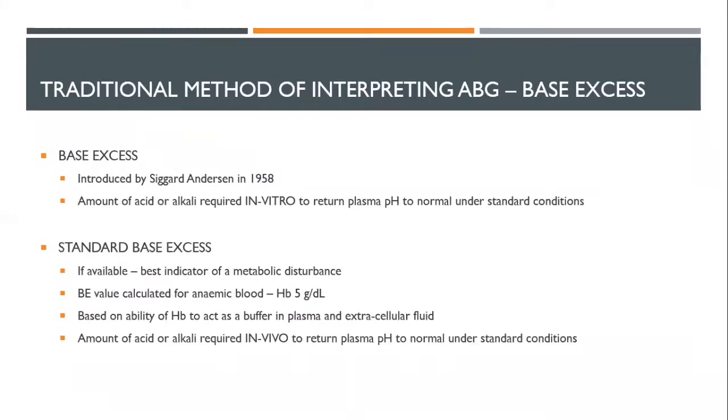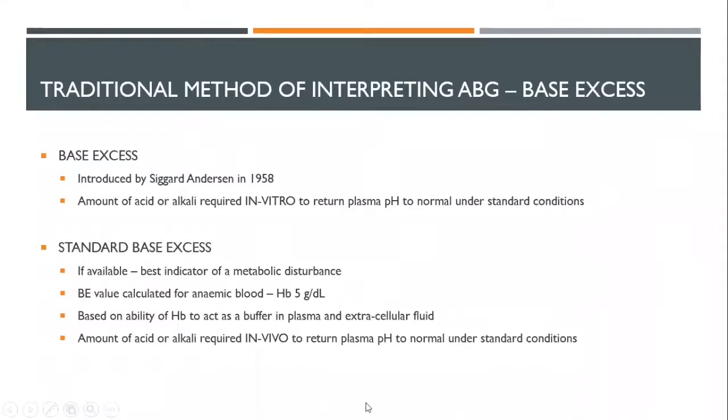Then people started looking at base excess, and that was introduced by Stewart-Anderson in 1958. What the base excess is, is just how much acid or base is required to be added to return plasma pH to normal in vitro under standard conditions. So that was done in a laboratory. They took plasma with abnormal pHs and tried to determine how much of either an acid or an alkali is required to change plasma pH back to normal. And again, that was found to be inadequate to describe the situation that's going on in an entire human body model.